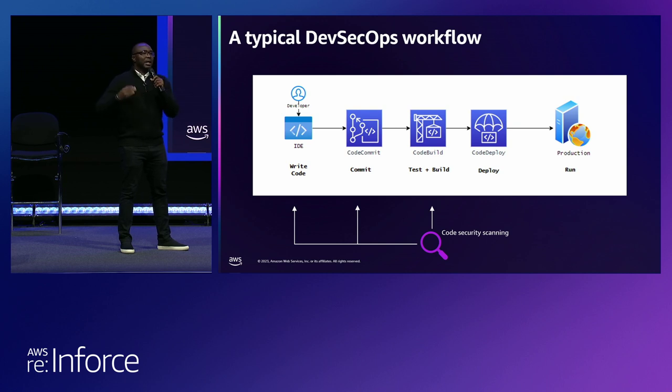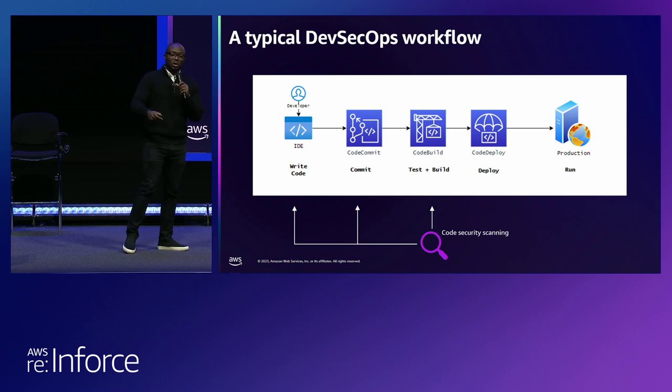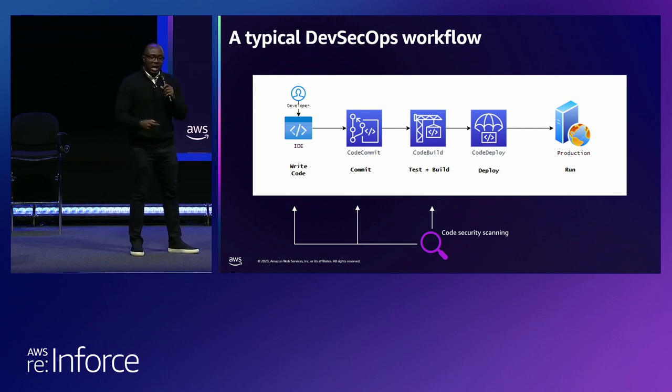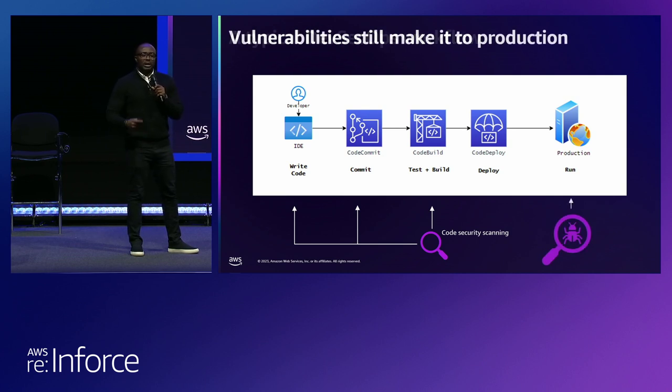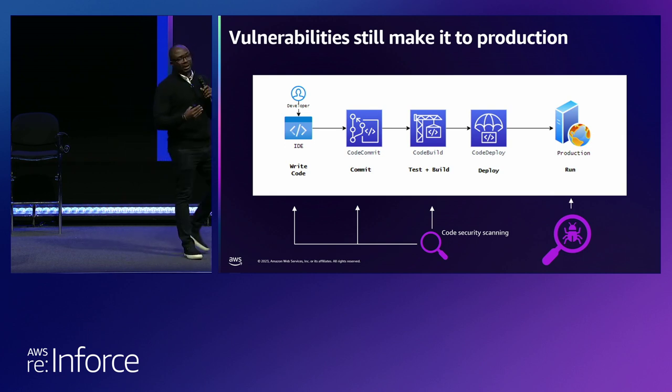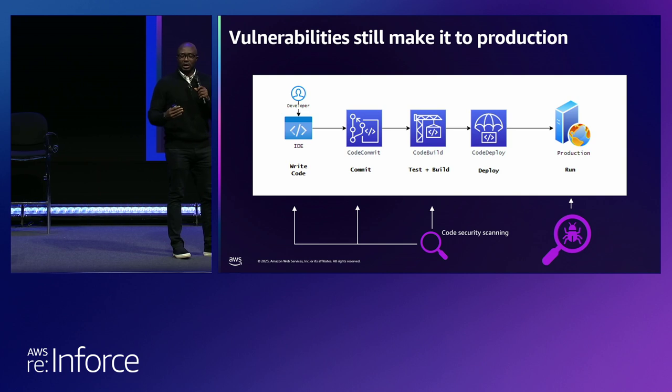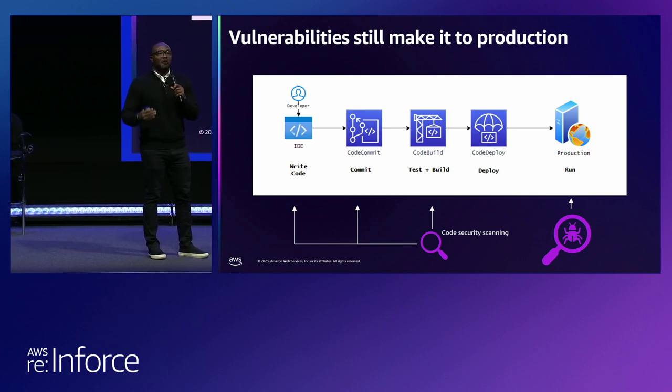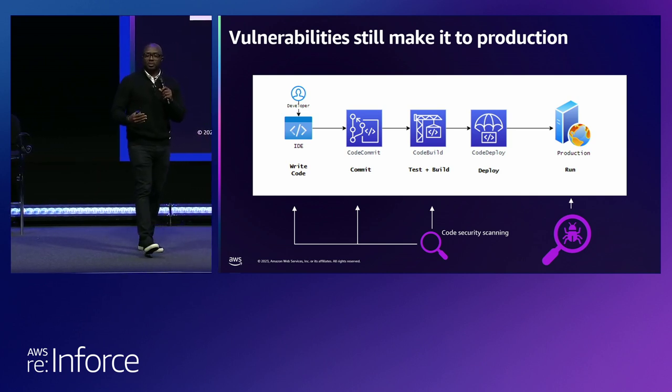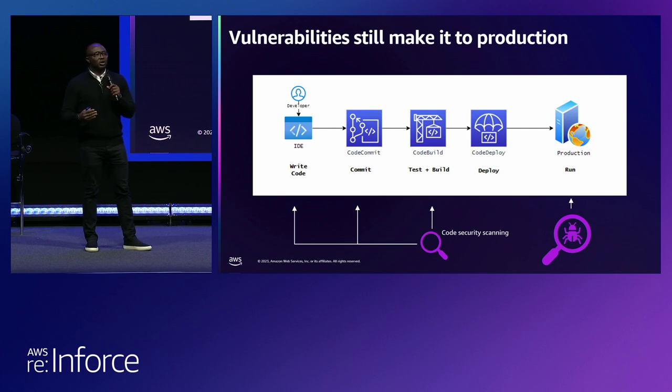There are different gating mechanisms that customers have for code security scanning. Some scan early in the CI/CD, some scan early in the IDE, some scan closer during commit, and the rest, you see different stages of the pipeline. But what we continuously see with customers is that in many cases, irrespective of where they have their tooling, somehow, some way, vulnerabilities still make it to production. And this is something that we see repeatedly with customers.